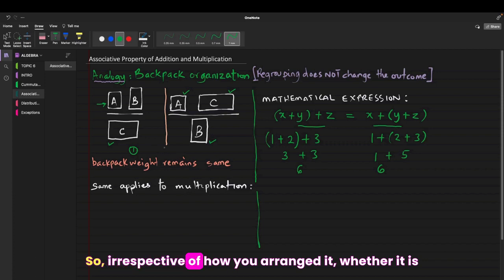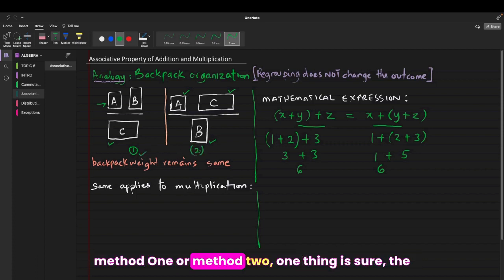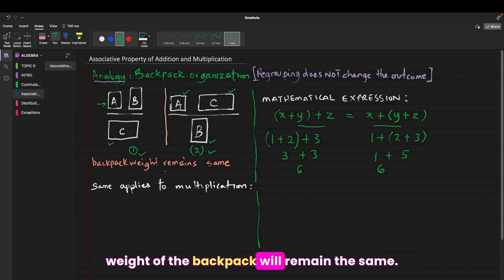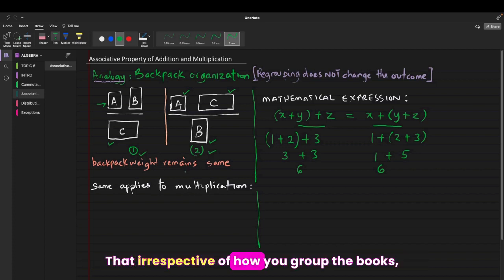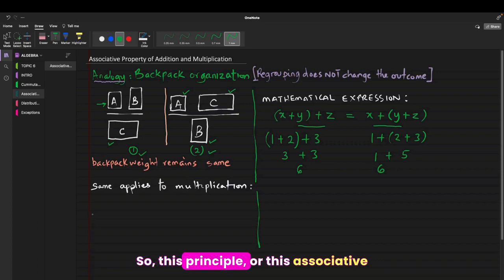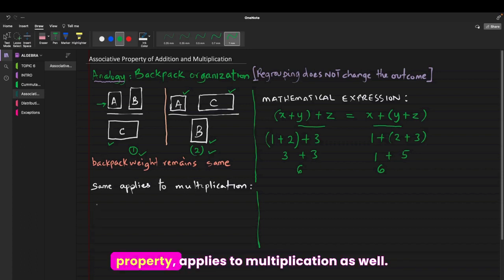So irrespective of how you arranged it, whether it is method 1 or method 2, one thing is sure, the weight of the backpack will remain the same. And that's what the associative property is telling us, that irrespective of how you group the books, the outcome, which is the weight of the backpack, will always be the same. So this associative property applies to multiplication as well.